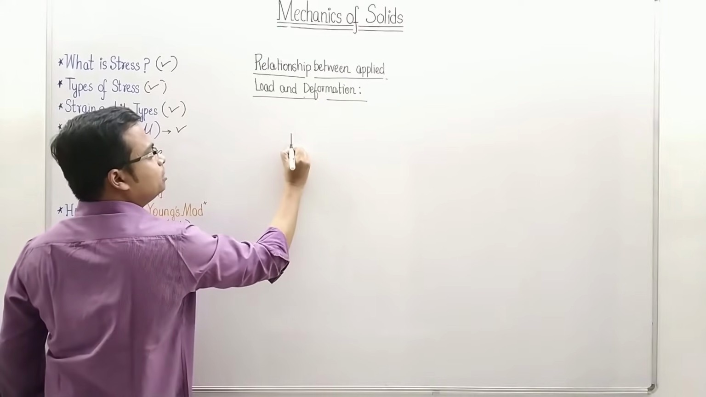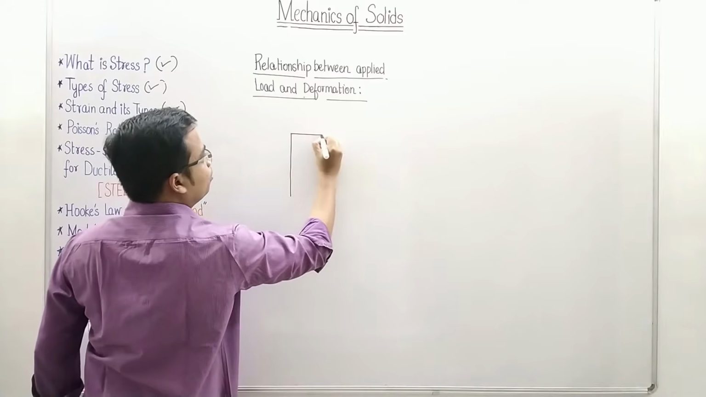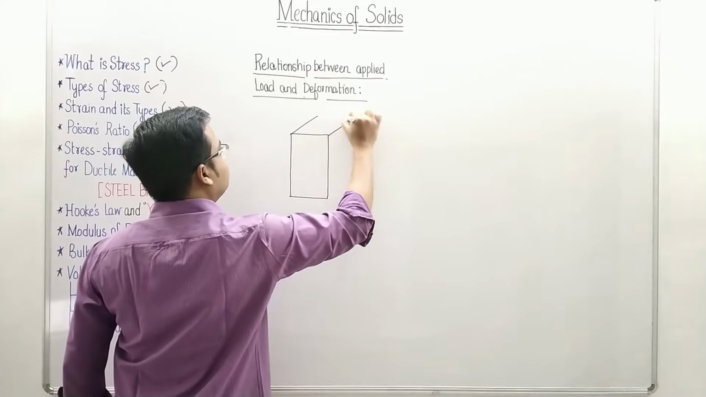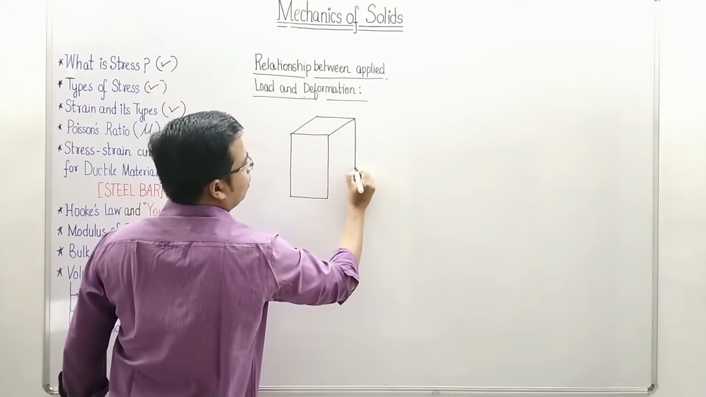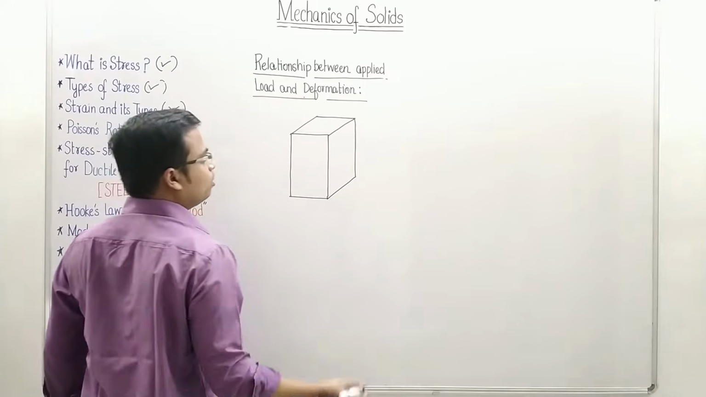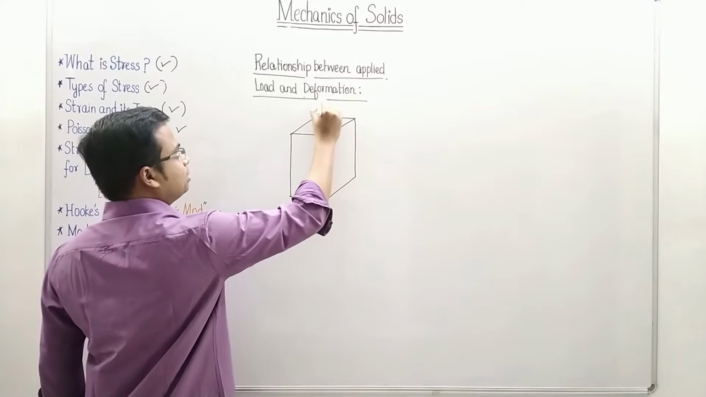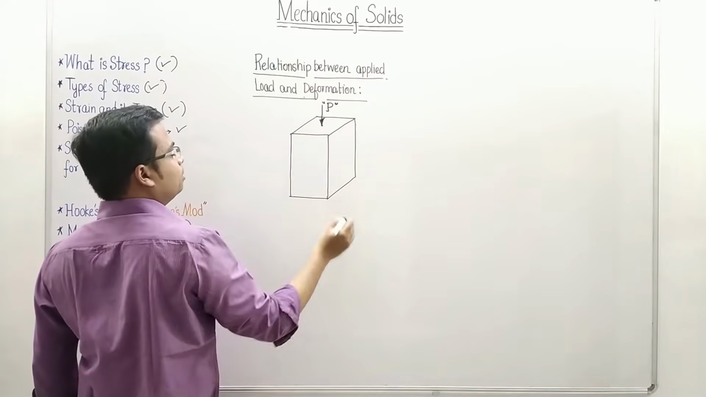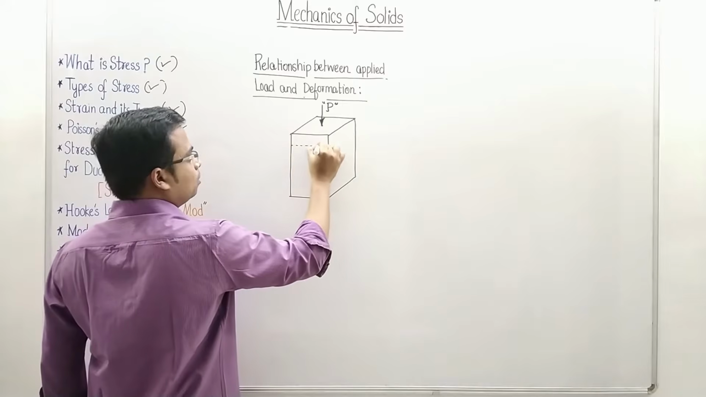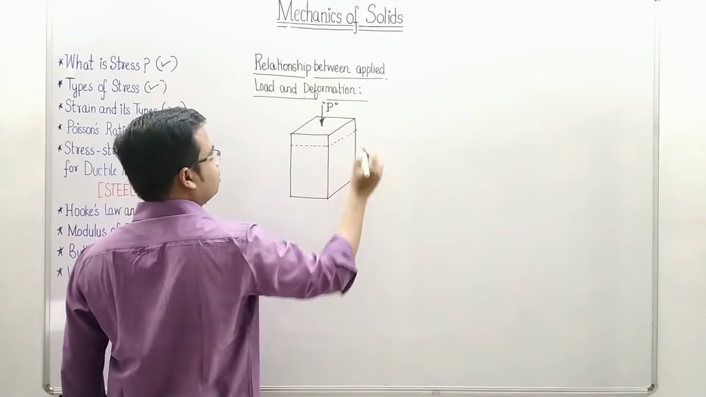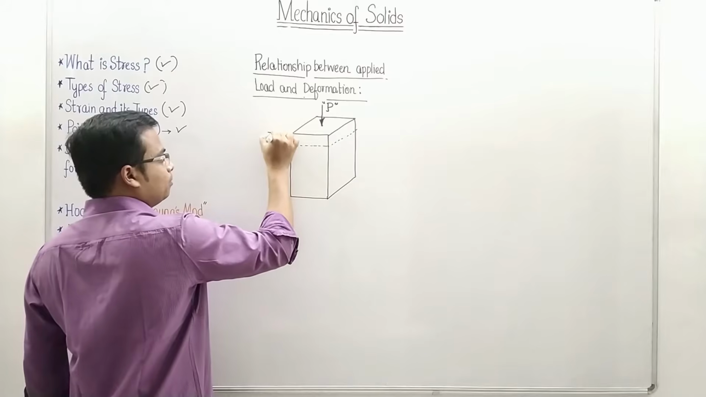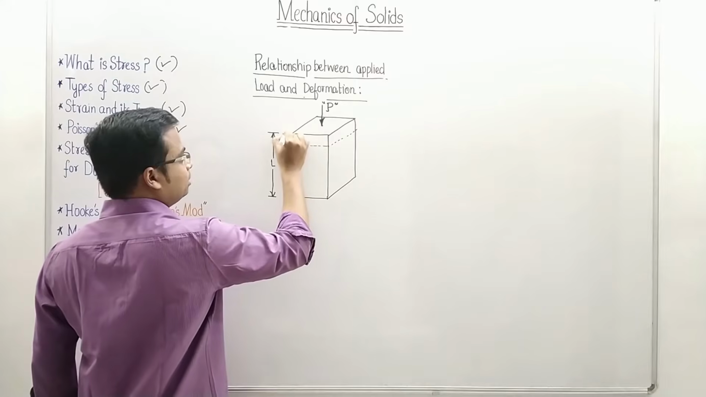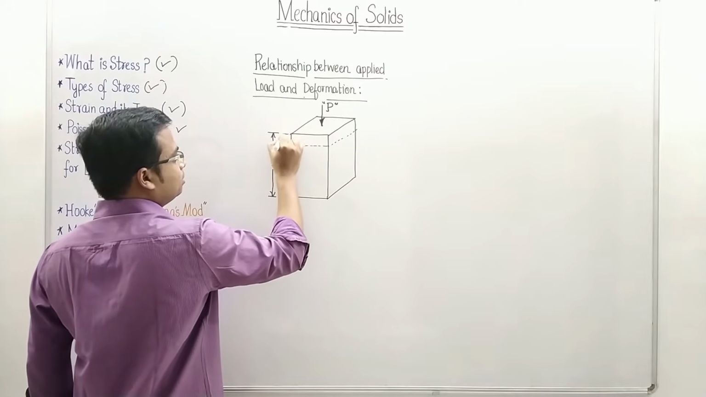Just take a look at this case. Let's say we've got a cuboid like this, something like this. What happens when you apply load to it? Let's say we are applying a compressive load. The name of the load is given by P, right? What will happen? It is going to get compressed somewhere along this direction. Let's say this initially was the length L. Now there is going to be some change in length along this direction. Let's say this is delta L.